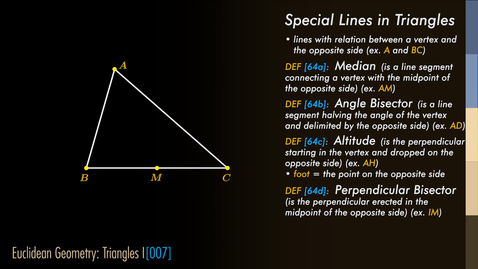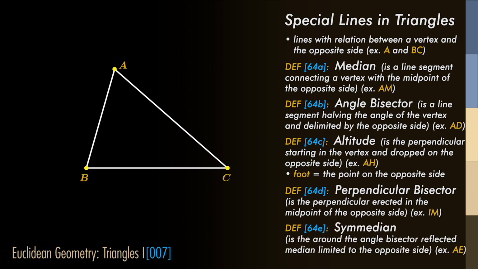If we again consider the midpoint of a side of a triangle, we can also construct the perpendicular bisector of that line segment. A perpendicular bisector of a side in a triangle is a line that stands perpendicular on that side in the middle of that side. For instance, MI.